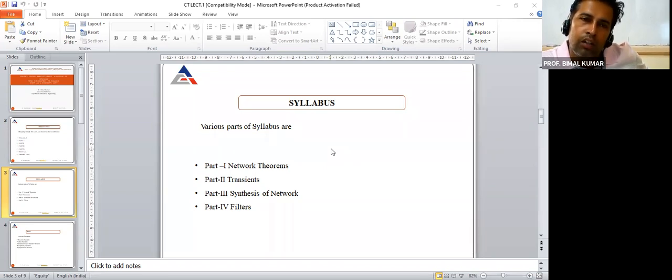and then how to calculate the current in different parts of the parallel circuit, how to calculate voltage in different parts of the series circuit. After completing these basics, we will move towards the theorems. There are 5 theorems in your syllabus: Thevenin theorem, Norton theorem, maximum power transfer theorem, superposition theorem, and reciprocity theorem. Then after that, transients, synthesis of the network, and then filters.